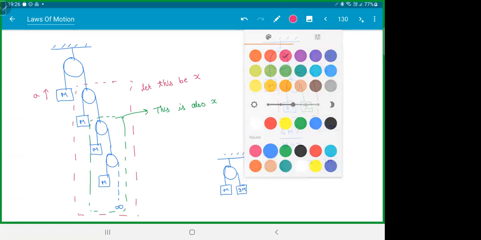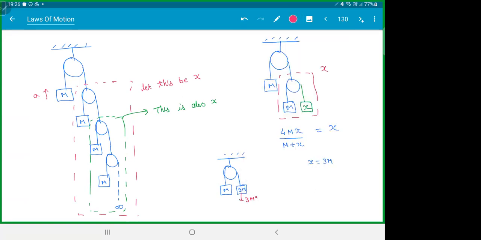And net force method, 3mg, mg, acceleration and acceleration. So a is equal to (3mg minus mg) by (3m plus m), which is g by 2. Check.